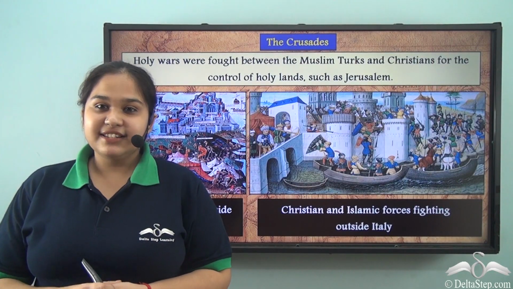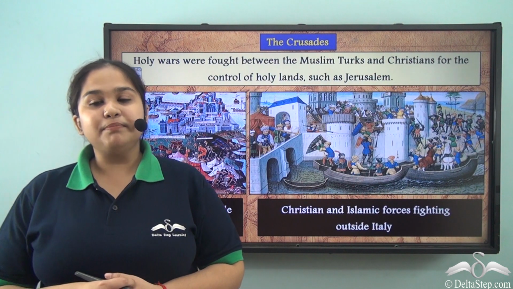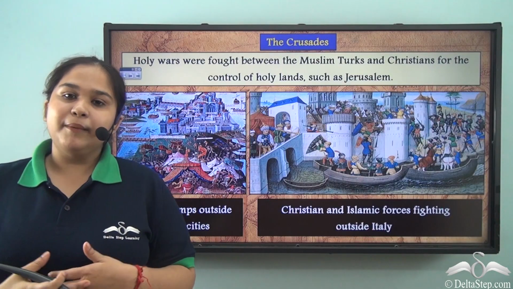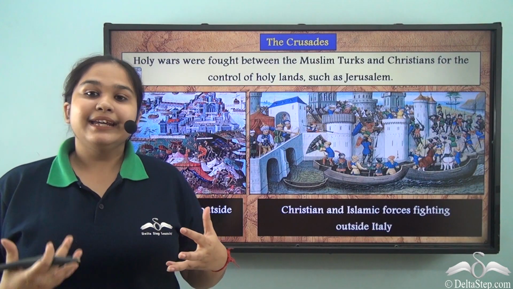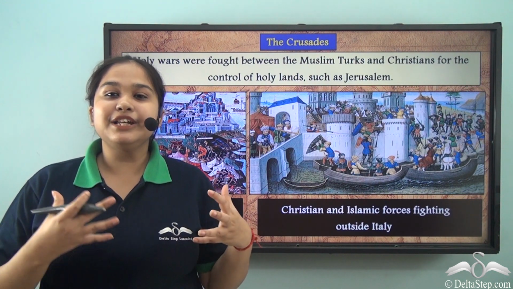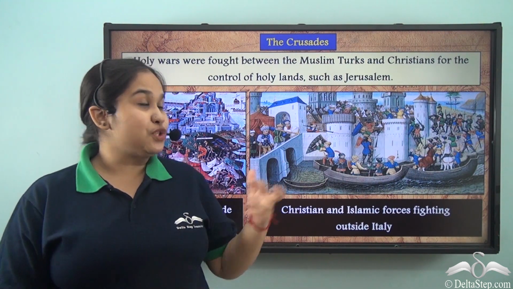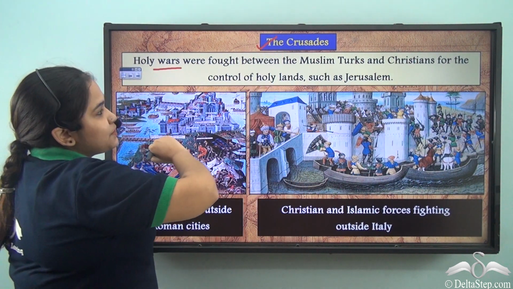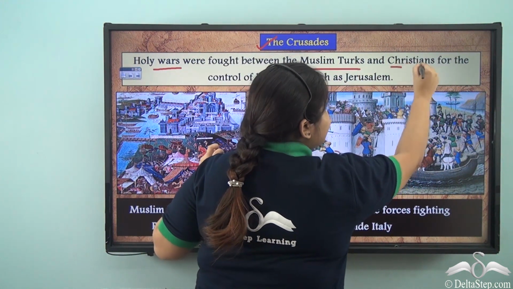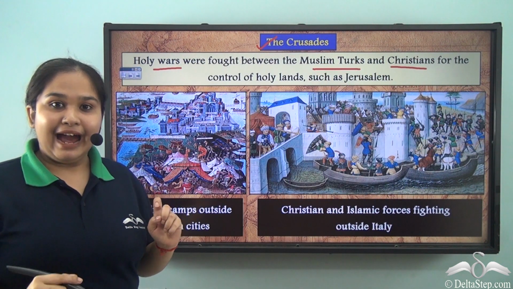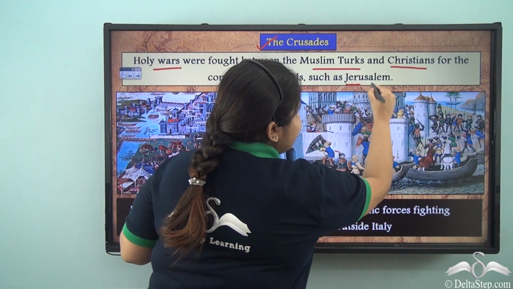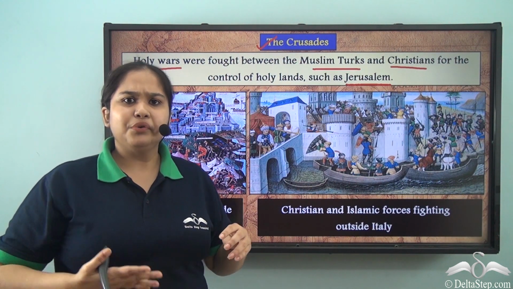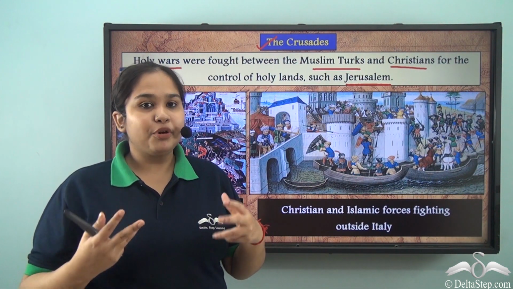In order for us to understand the age of Renaissance, it is very important to look at the causes that gave rise to it, right? So do you remember that the Muslims and the Christians came face to face in a particular religious war? Now this religious war was known as the Crusades. This was the holy war that was fought between the Muslim Turks and the Christians to gain the holy land, Jerusalem. It was not only Jerusalem that they were fighting for, they were also fighting for places like Antioch and Anatolia, right? That was very important for the Christians.